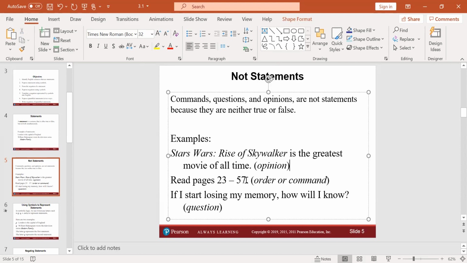So it's just an opinion, it's not a statement. Read pages 23 through 57. That's just someone telling you to do something. You can't say that's true or false. Read pages 23 through 57. False. No, that's not what you'd say. You'd say, I won't do it, but you can't exactly say that's false.